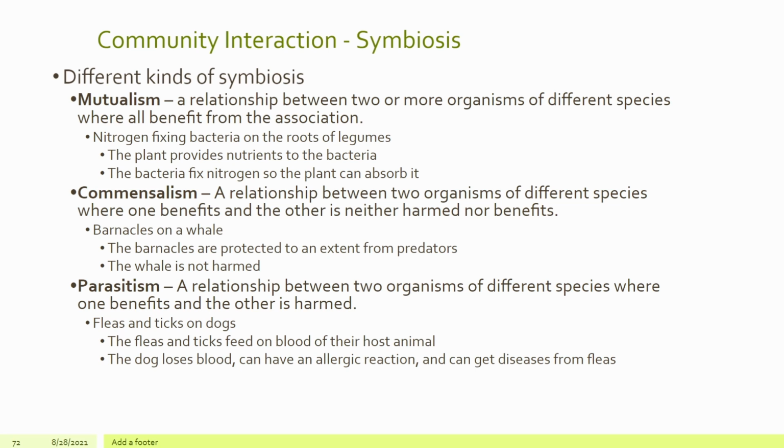And then there's parasitism, a relationship between two organisms of different species where one benefits and the other is harmed, like fleas and ticks on dogs. For example, fleas and ticks feed on blood of their host animal, and the dog loses blood. It also can have an allergic reaction, and could get diseases from the fleas. You see the same thing with mosquitoes and other animals, including humans. So yes, the mosquito does feed on blood. It's getting something beneficial, but the human could lose blood. They could have an allergic reaction. You also can get diseases like West Nile from mosquitoes.